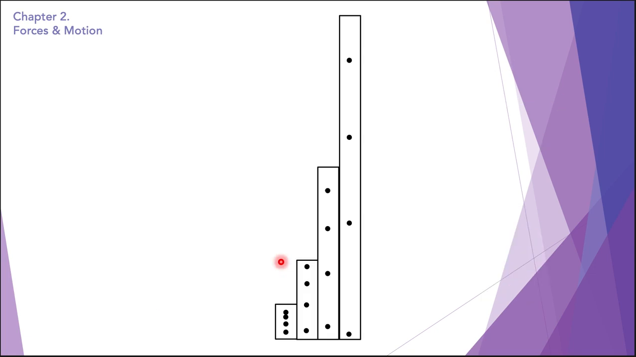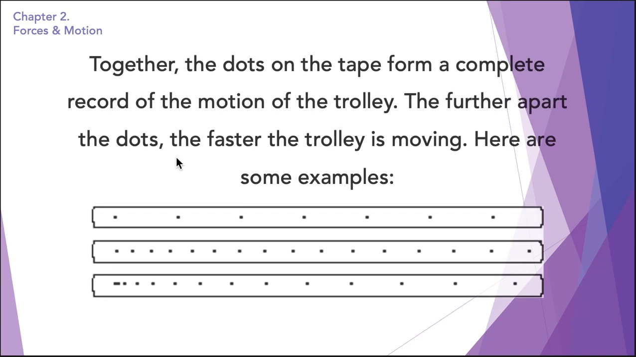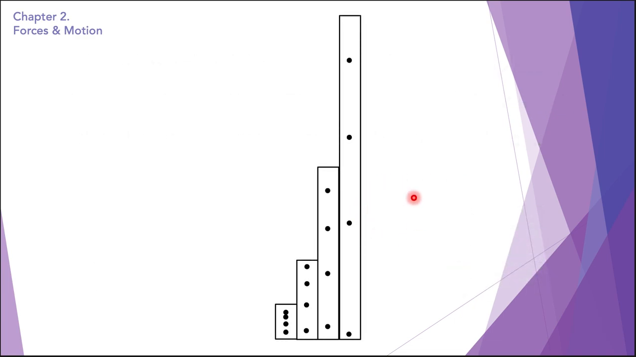So if the tape is chopped up into 5 or 4 dot space sections, and the sections are put side by side in order, like this, the result is a chart like this one. The chart is the shape of a speed time graph. The lengths of the sections represent speeds because the trolley travels further in each second as its speed increases.